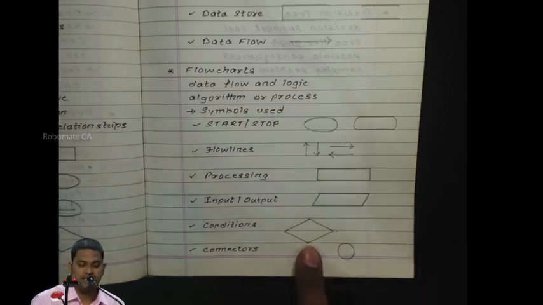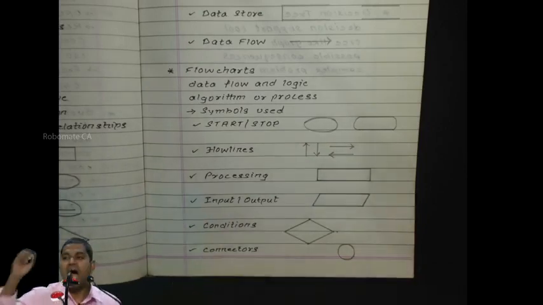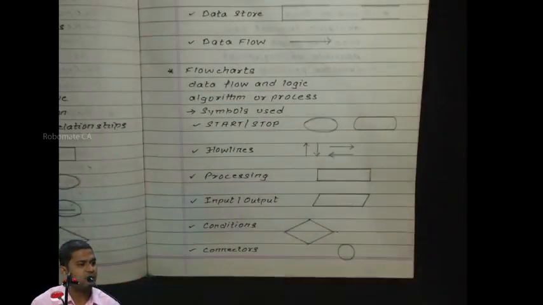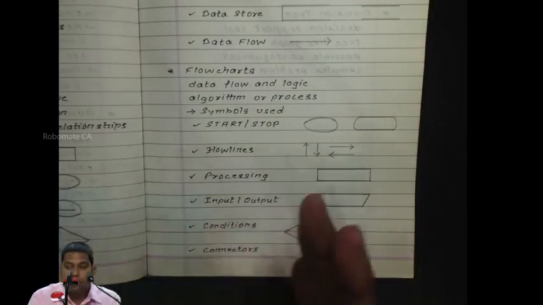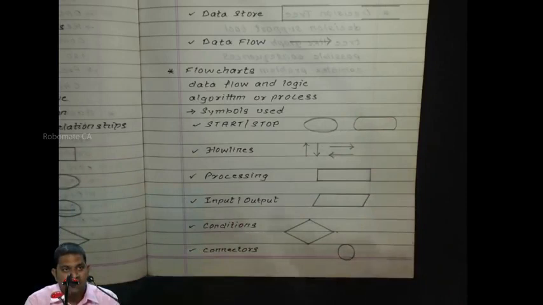And last but not the least is called a connector. Now you'll ask me, what is a connector? See, some processes are very big. I cannot fit the entire process in one page. I have to go to another page. So how will I link the diagram of page 1 with diagram 2? Where have you stopped, and on the next page, from where to start?